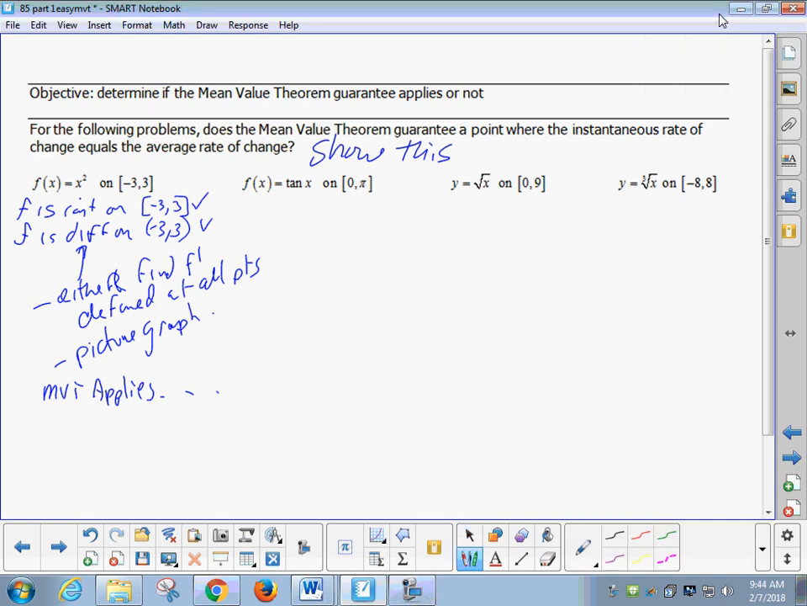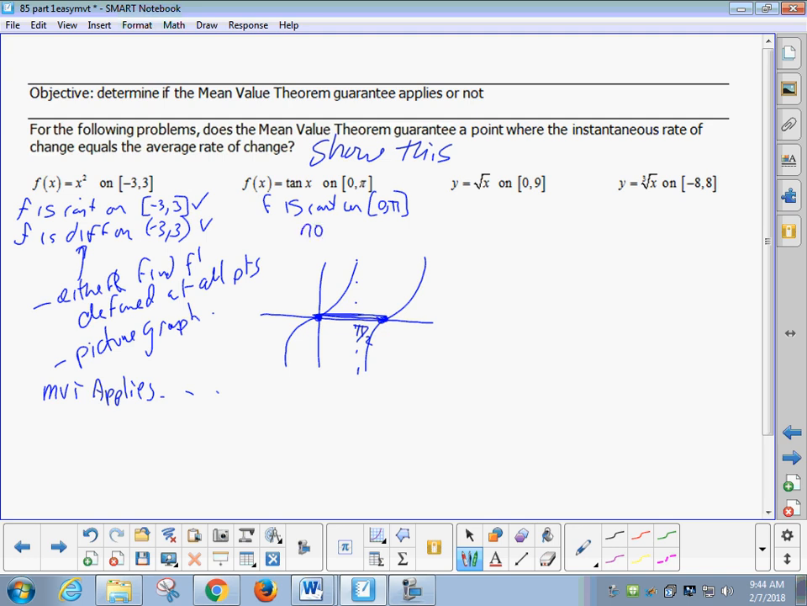So, f is continuous on 0 to pi, yes or no? Tangent, it has asymptotes, yeah? Where are they? Pi over 2, okay? Oh no. So the graph is saying, hey, if you look at these 2 points, it's a no, okay? It's not continuous, so no.